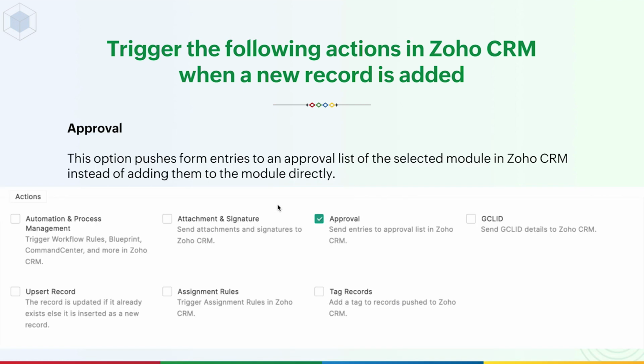When you enable the approval action, the form data will be pushed to CRM but will not be added to your CRM module directly unless you approve it. You will have the option to push only the data that you want to add to your Zoho CRM account, and any spam entries could be discarded.